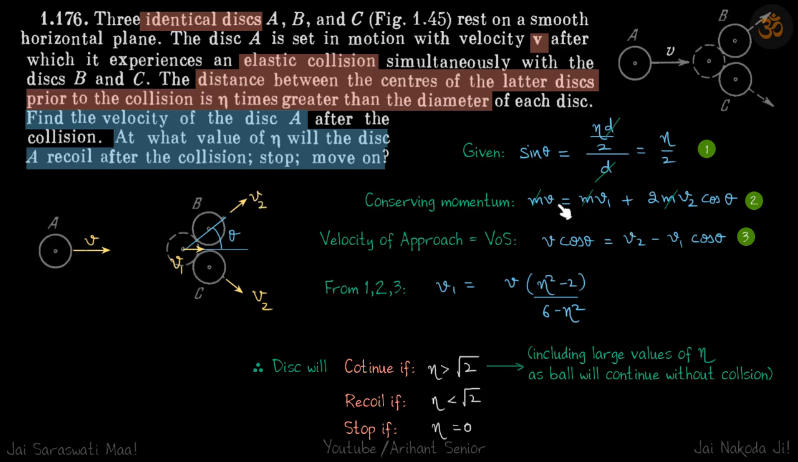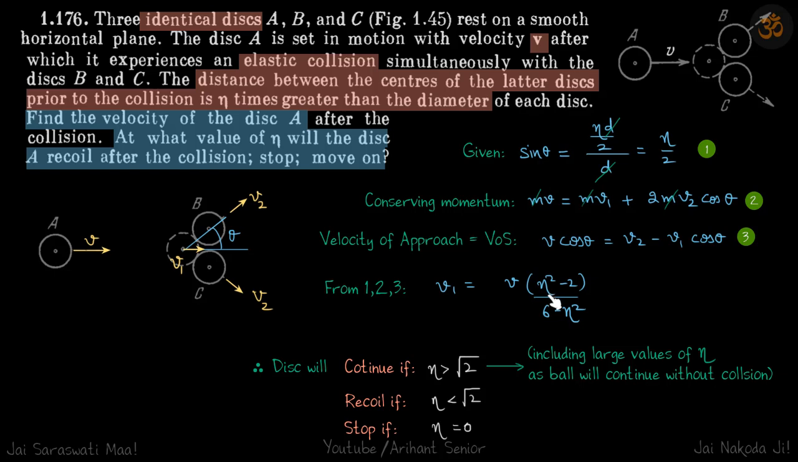And our momentum equation, of course, we can write in the x direction. Original momentum is mv, and final is mv1 plus 2 times mv2 cos theta. So now we have our three equations, and solving that we get v1 is equal to v times (eta square minus 2) by (6 minus eta square). Now we can see that when eta is greater than root 2, this term will be positive, which means it will continue to go in the original direction.